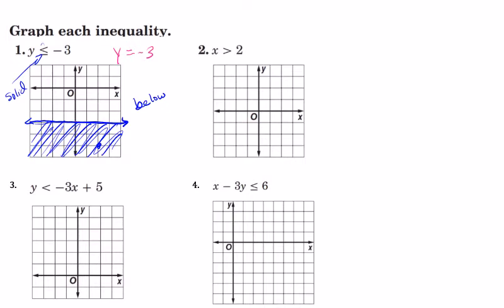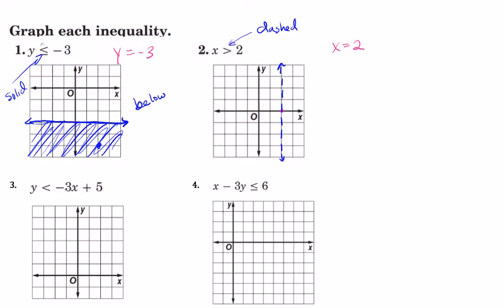All right, so number 2. So here we have x is greater than 2. So if I have x equals 2, x equals a constant, that's a vertical line, right? That would go through 2 on the x-axis. So it'd be something like this. Okay, but let's look at the inequality symbol. Since there's no or equal to, it's going to be a dashed line. So I'm going to make a dashed line. Dashed or dotted, right?